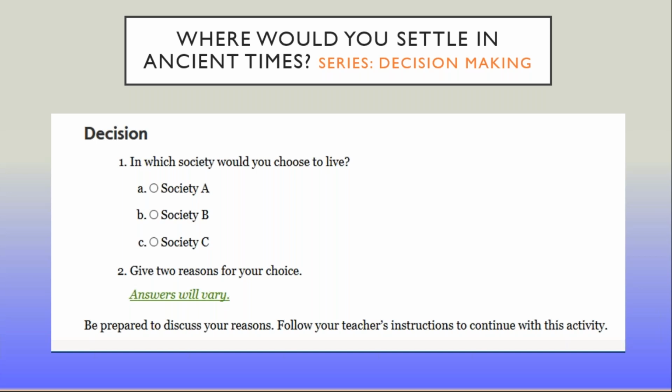And the thinking in this at the end is, in which society would you choose to live? And you have to choose, but you have to give reasons for your choice. So you are using examples from those readings to answer that big idea question. Where would you settle in ancient times?